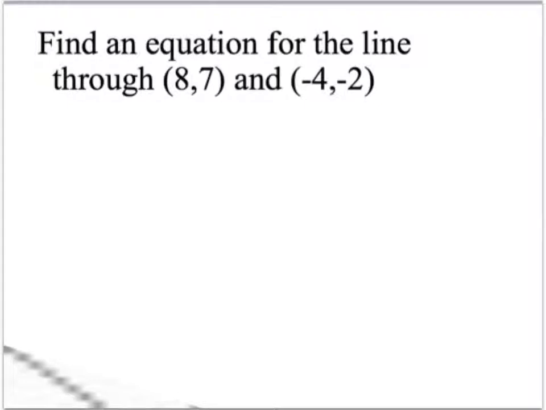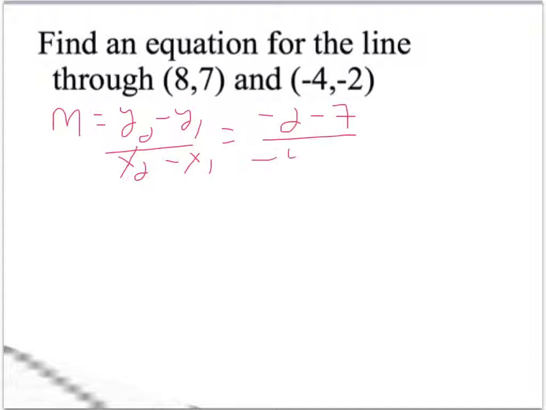Let's do another one. Again, we're going to use the slope formula, y2 minus y1 all over x2 minus x1, and we plug it in. How about negative 2 minus 7 all over negative 4 minus 8? That gets us negative 9 over negative 12. When we reduce that, I believe that gives us a positive 3/4.